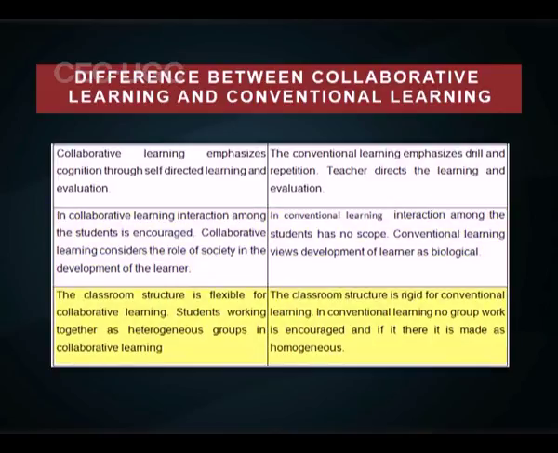The classroom structure is also different. It is flexible for collaborative learning and rigid for conventional learning. Students work together as heterogeneous groups in collaborative learning, but in conventional learning, no group work is encouraged, and if it is there, it is made homogeneous.